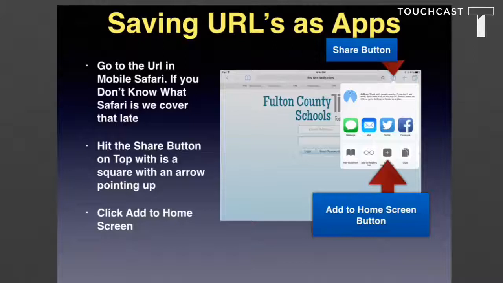All right, so to save URLs as apps, go to the URL in Mobile Safari. And if you don't know what Mobile Safari looks like, we'll show you that later. Now, when you get in Mobile Safari, you're going to hit the Share button. And the Share button is this icon right here. It's a square with an arrow pointing up. And then you're going to hit the Add to Home Screen button. And once you do that, it'll add that URL to your home screen in what basically looks like an app icon.